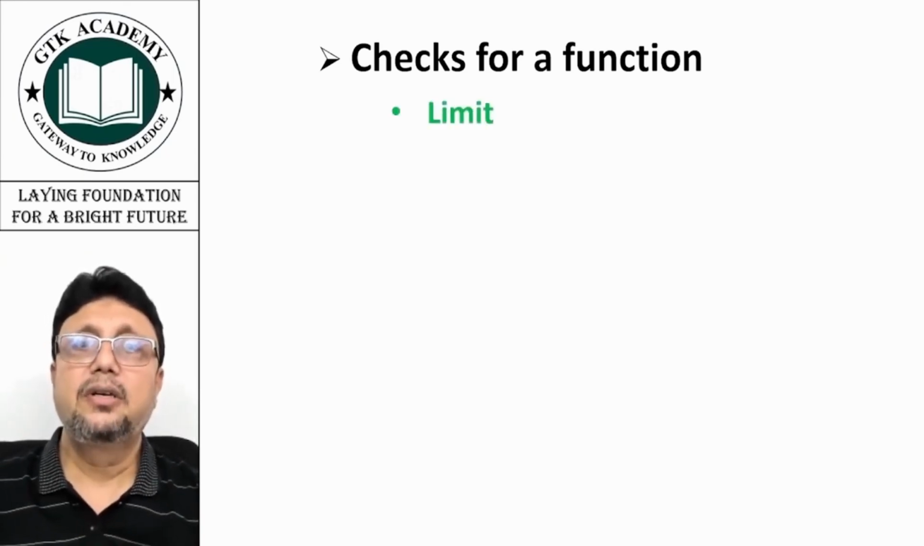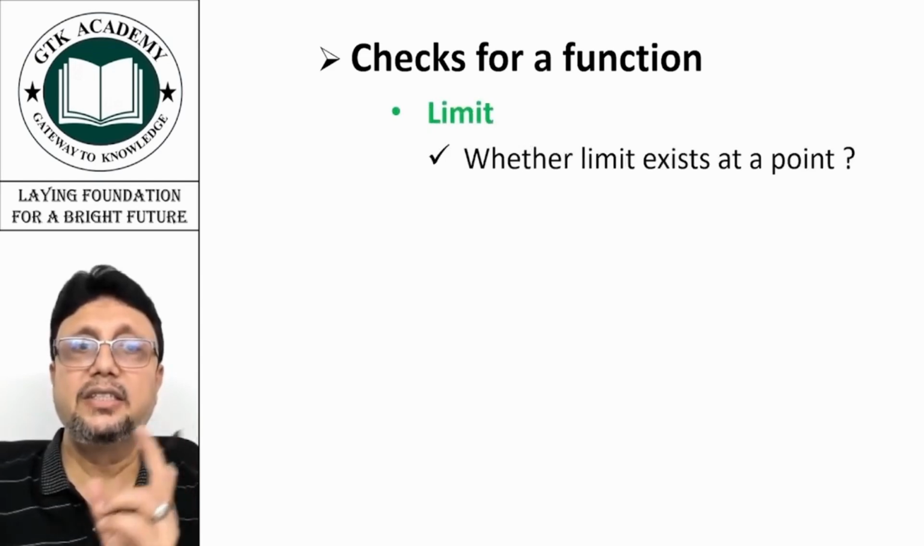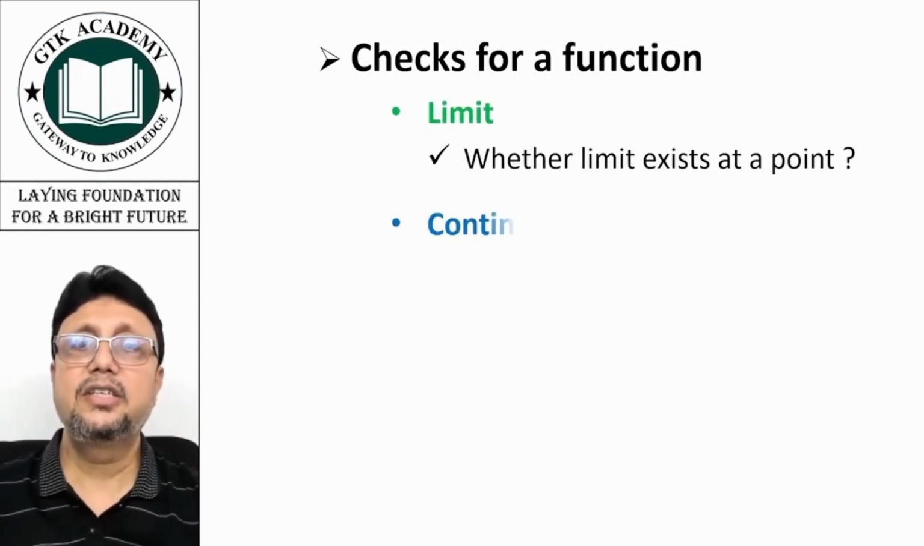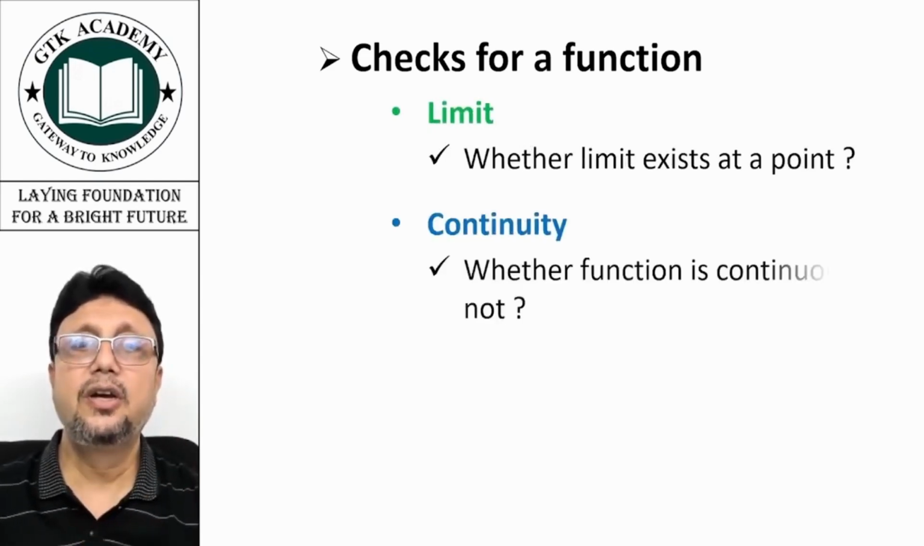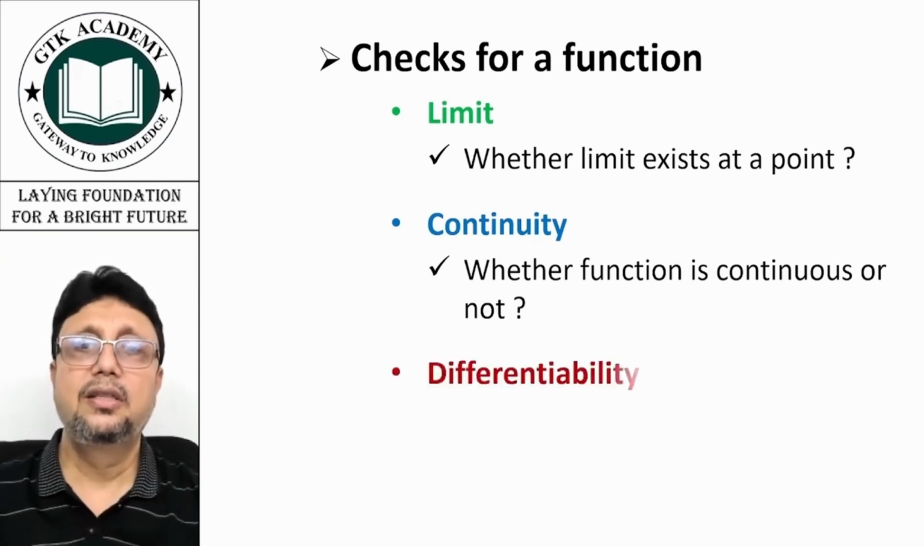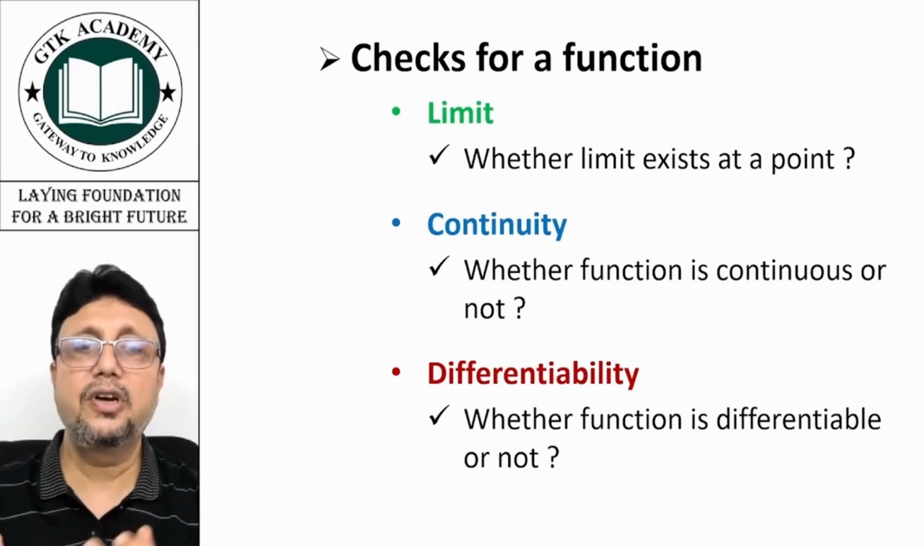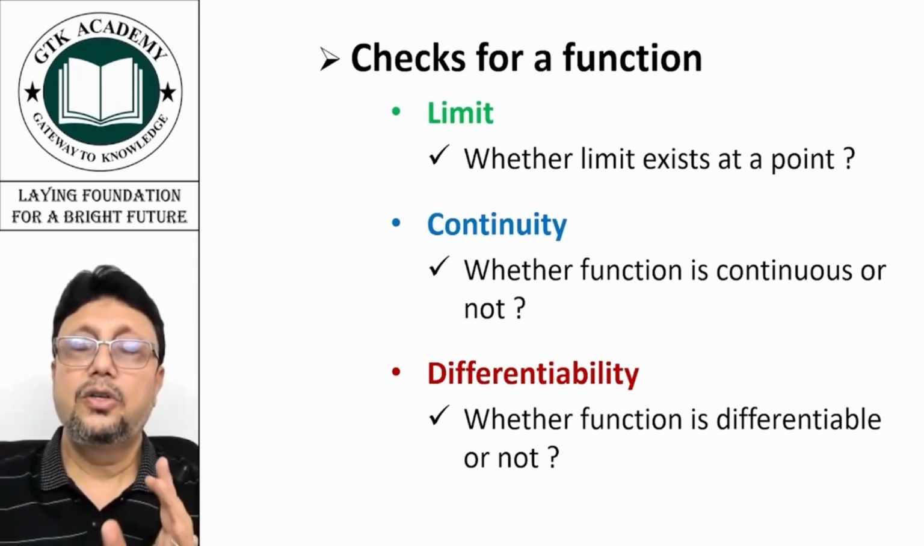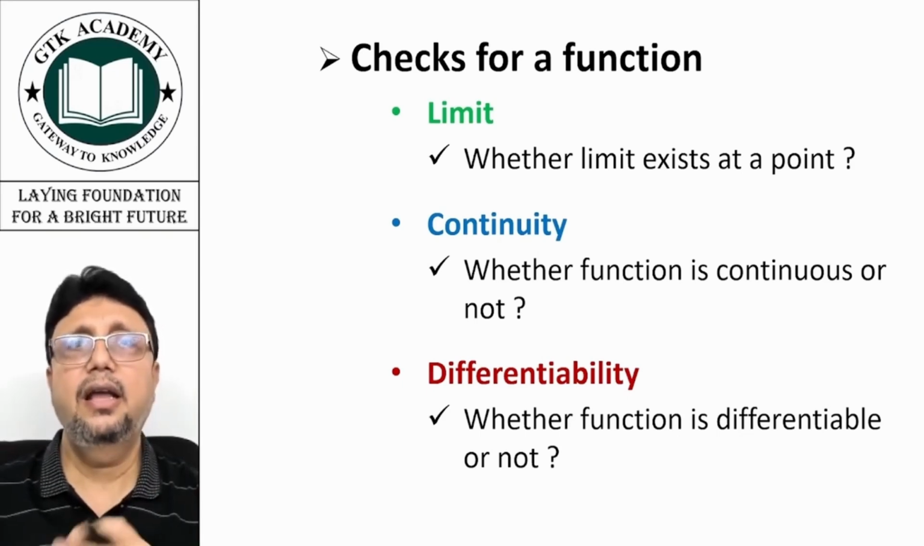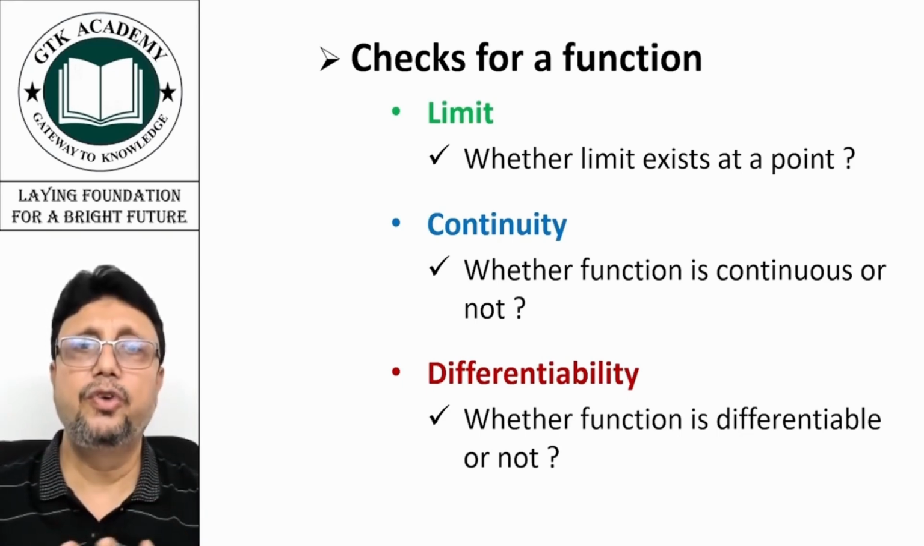The first check is limit, whether the limit exists at a point. The second check is continuity, whether the function is continuous or not. The third check is differentiability, whether the function is differentiable or not. Today we are going to deal with limit, and in the subsequent videos we'll deal with continuity and differentiability in detail.